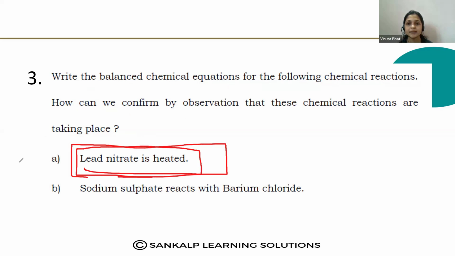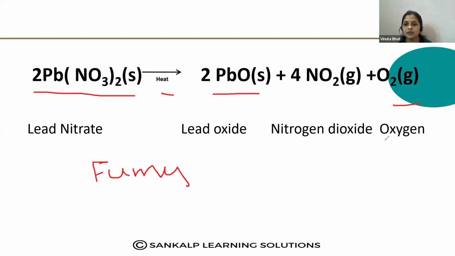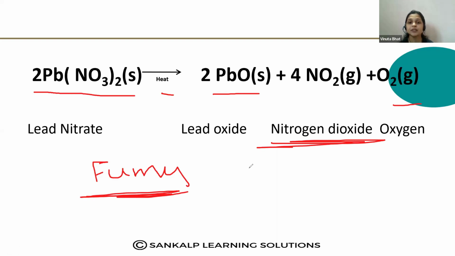Lead nitrate, that is PbNO3, is heated. When it is heated, it forms lead oxide, nitrogen dioxide and oxygen. How can we say the chemical reaction is taking place here? Because it forms fumes, nitrogen oxide is formed. By observing the fumes, we can say that the chemical reaction takes place.